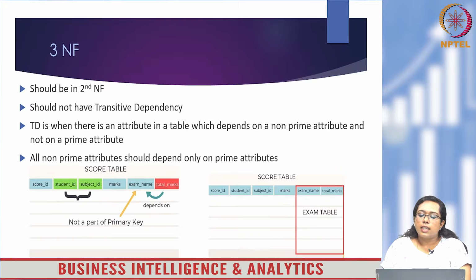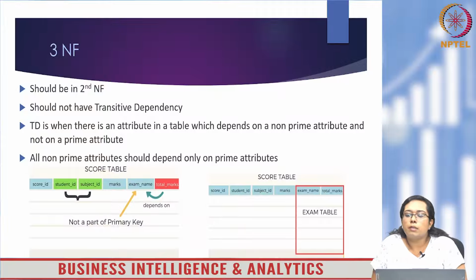We will see what a transitive dependency is. Transitive dependency is when there is an attribute in a table which depends on a non-prime attribute and not on a prime attribute. I already discussed what a prime attribute is. Prime attributes are those attributes that are part of a primary key. Non-prime attributes are not part of the primary key. So, see the score table on the left side. What is the primary key? Primary key is a combination of student ID plus subject ID. We have combined both because each one was not able to uniquely identify any row in that table. So, we have combined both and see the total marks.